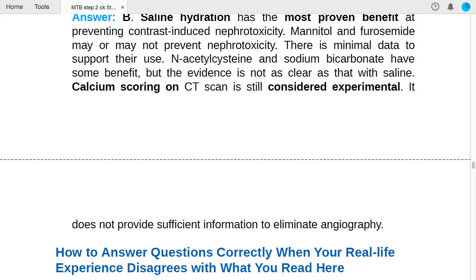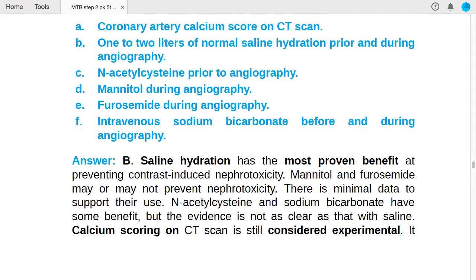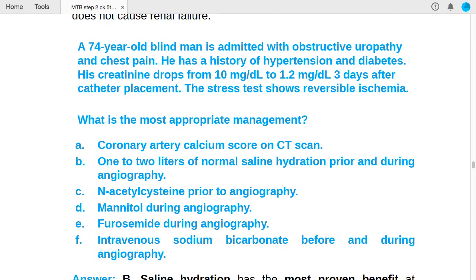So here we just need to remember that for this patient, we need to choose the most appropriate management. From the management point of view, in order to prevent nephrotoxicity in this patient, we have to give 2 liters of normal saline prior to and during angiography as well.